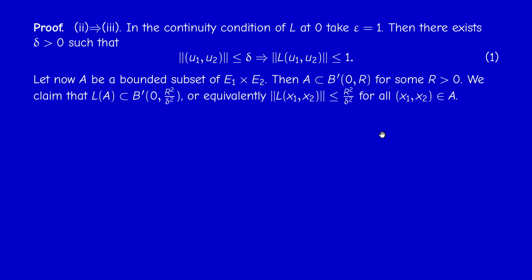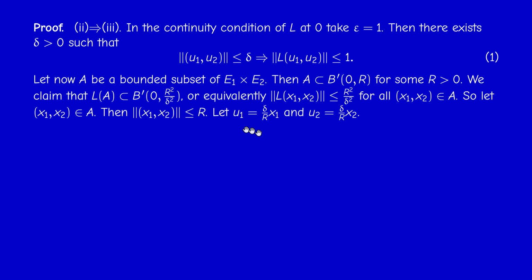Okay, so this is the boundedness condition. Now this is really trivial. You just apply condition 1. So take an arbitrary point (x1, x2) in A, which is a bounded set in E1 times E2. Then, as we said, the norm of the couple (x1, x2) is less than r.